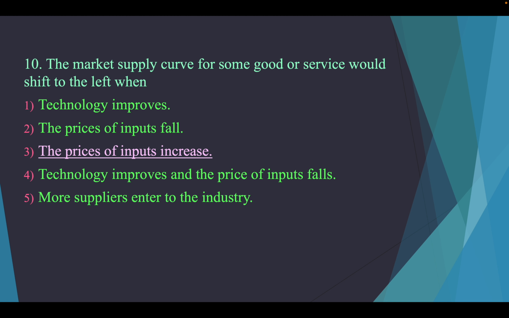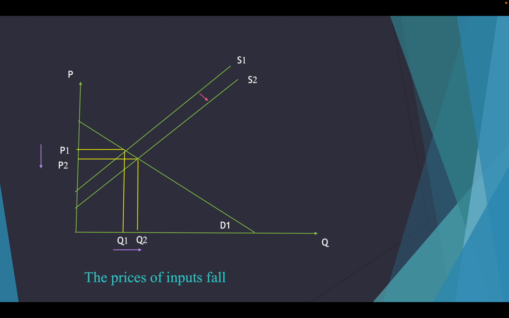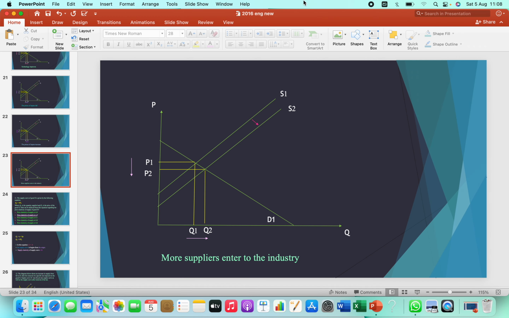Technology improves and the price of input falls. What happened? So it's also like that, before we discussed about that. The supply curve shifts to the rightward. More suppliers enter the industry, so that means they produce more goods and services. The supply curve shifts to the rightward. Okay. Children, that is the way of solving the question.